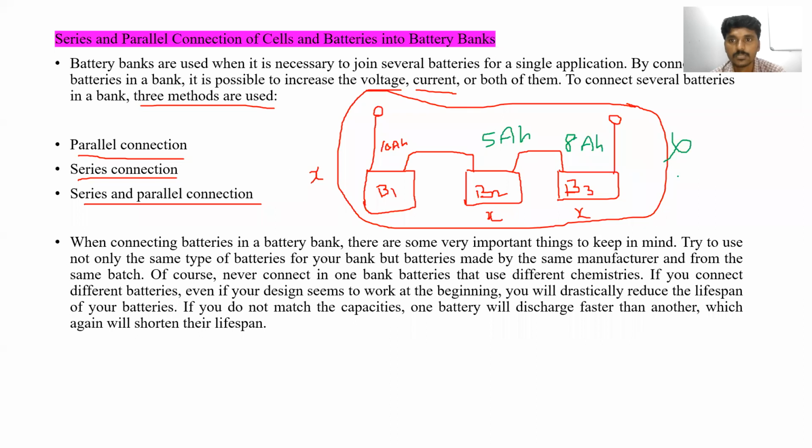This is not a right method to connect batteries, whether in parallel, series, or series-parallel. All the rated values of all the batteries should be the same. If this is 10 ampere hours, this also should be 10 ampere hours. So these are the two points we have to remember very clearly: one, all the batteries should be manufactured by the same company, and second, the capacity of all the batteries should be the same. Clear?